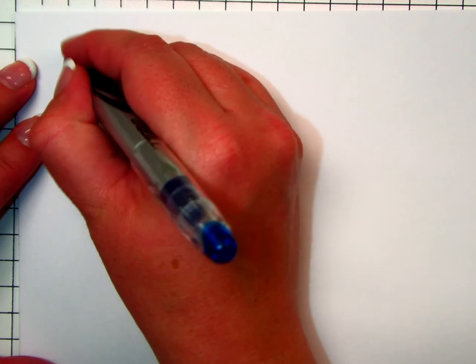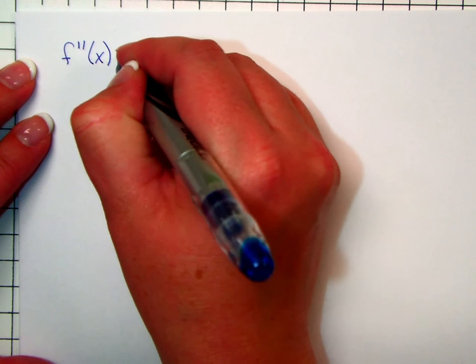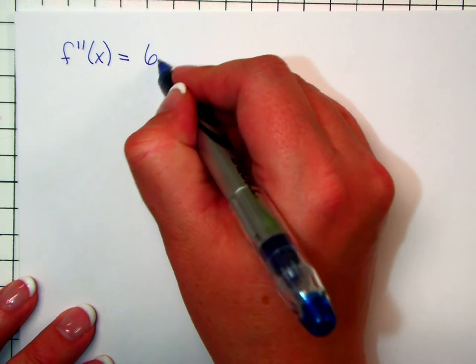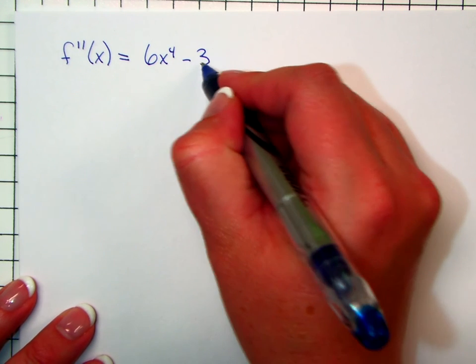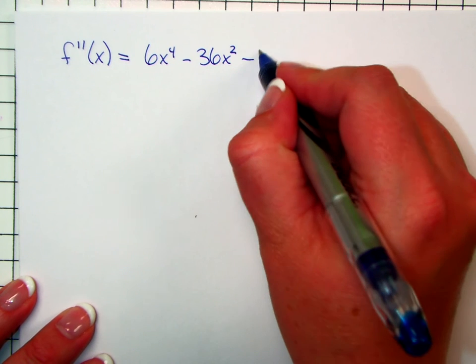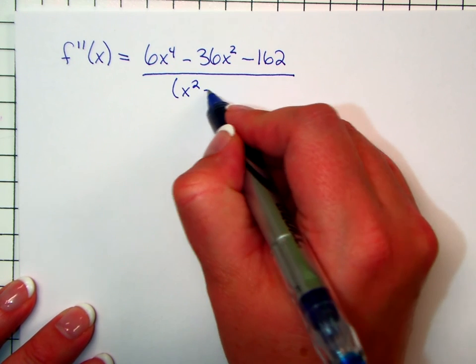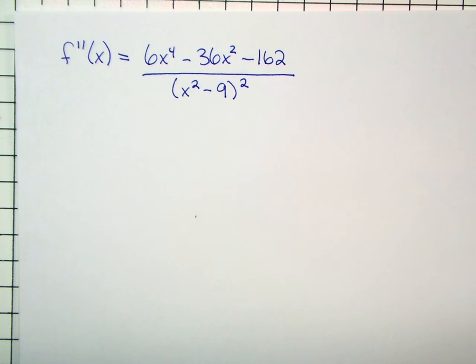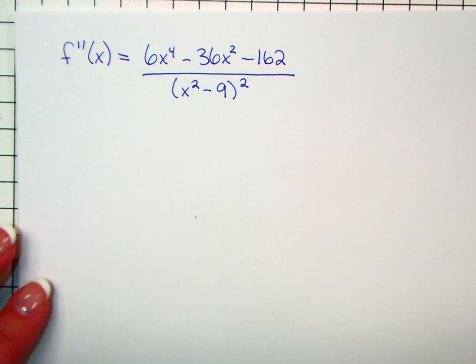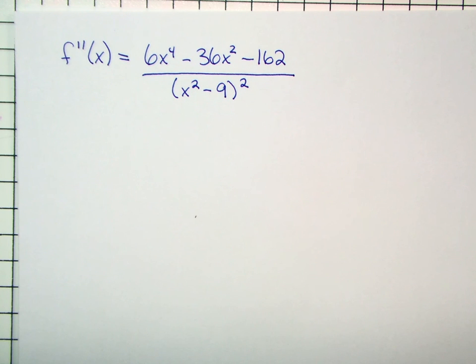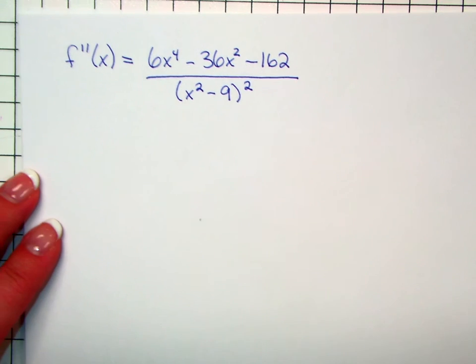So the second derivative of this function is going to simplify to 6x to the 4th minus 36x squared minus 162, all over x squared minus 9 squared. Right? And I got that using the quotient rule. And so in order to do the second derivative test or the concavity test, we need to find the critical numbers yet again. So I am going to set the numerator equal to 0 and the denominator equal to 0.